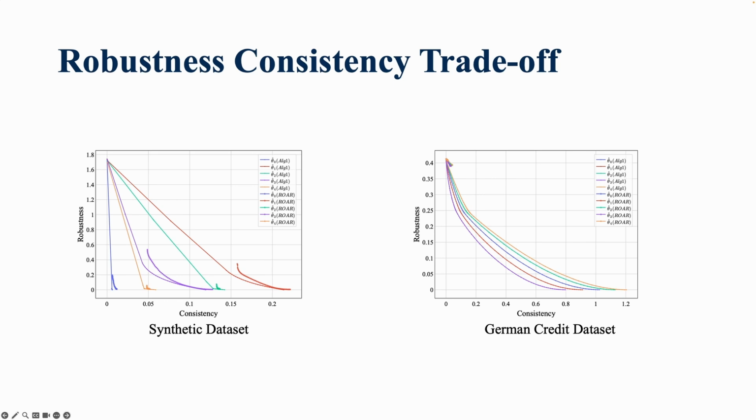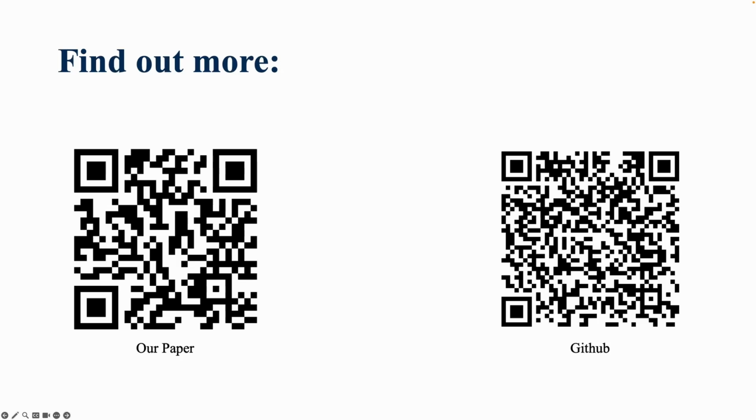At one extreme of the curve, where consistency is 0, robustness reaches its maximum value. At the other extreme, where robustness is 0, consistency is maximized. These curves illustrate how adjusting beta shifts the balance between robustness and consistency. So if we prioritize making our solution more robust, we have to give up some consistency and vice versa.